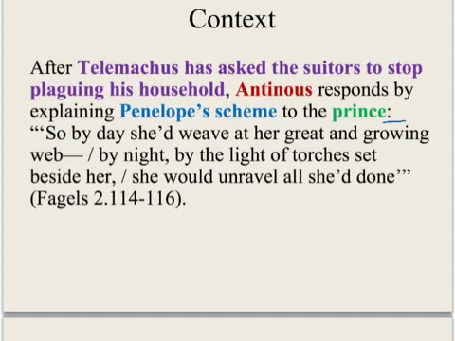Okay. Notice from a style point of view, the fact that this is in a subordinate clause makes this the emphasis for the sentence. Antinous is responding, not the situation. So you want to think about which part of the context is the most important for whatever it is you're going to argue about the passage.